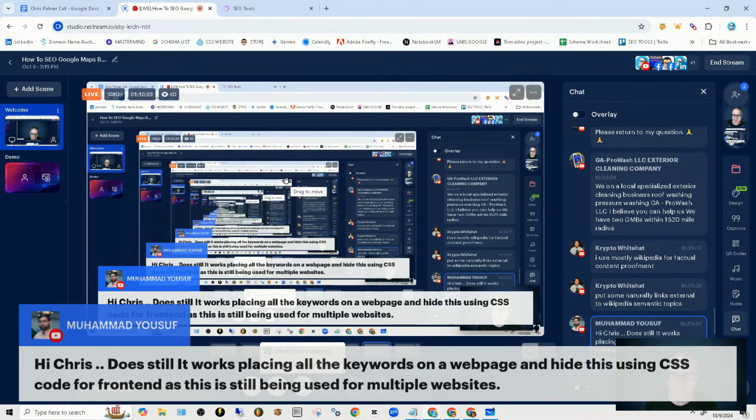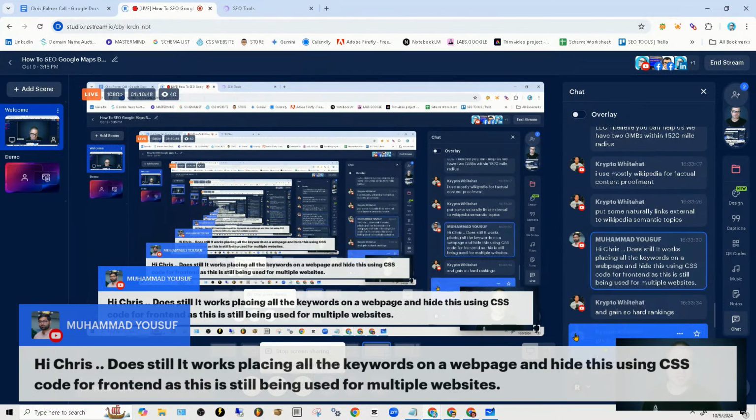Hey, Chris, does it still work placing all the keywords on a web page and hiding them using CSS code for front end, as this is still being used for multiple websites? Hiding the content utilizing CSS, the code will still be read. Do I think that this is the most effective way? Not necessarily, no. I think there are better ways to do it.